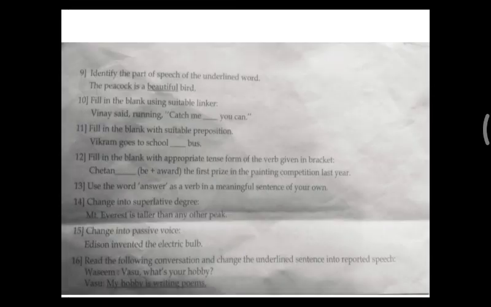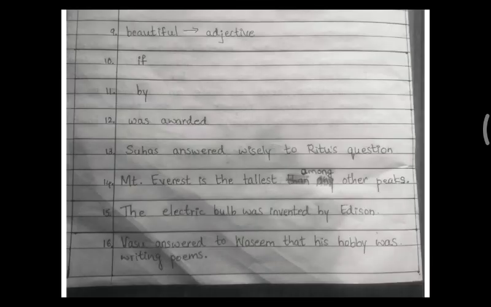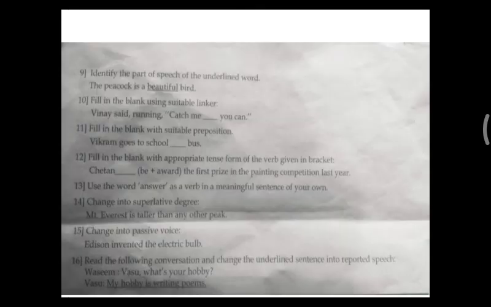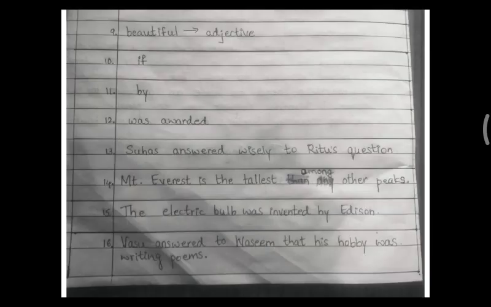Here, my hobby becomes his hobby. Is writing poems becomes was writing poems. Present tense changes into past tense, and the first person changes into the third person. So here also I'll explain with examples and rules and regulations in the next video. So the answer for this 16th question is: Vasu answered to Wasim that his hobby was writing poems, or you can just write Vasu answered that his hobby was writing poems.